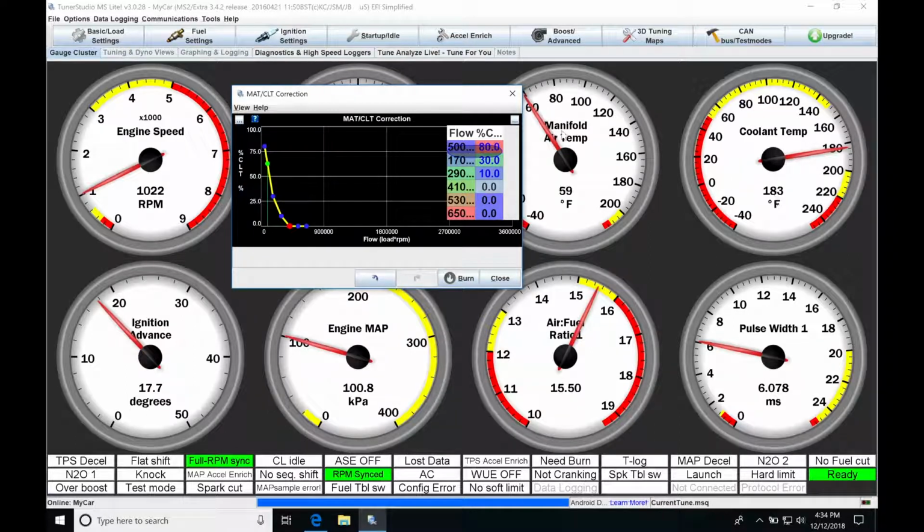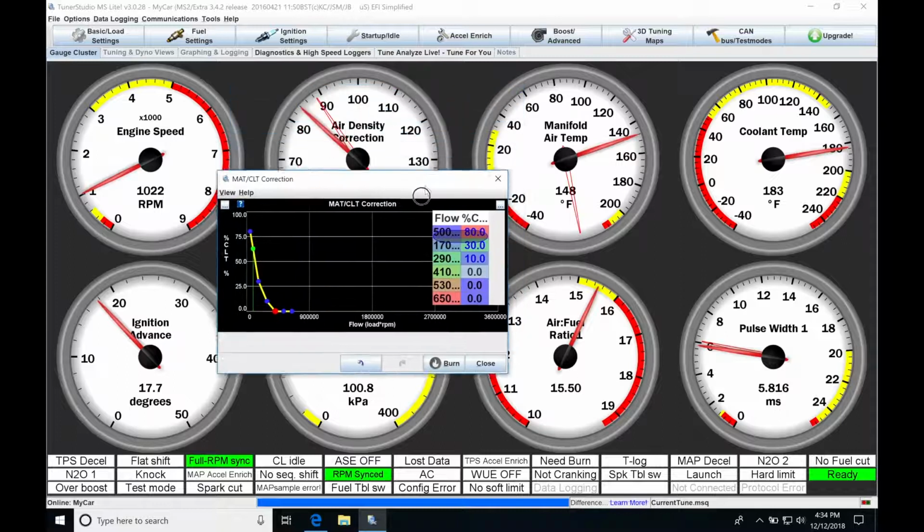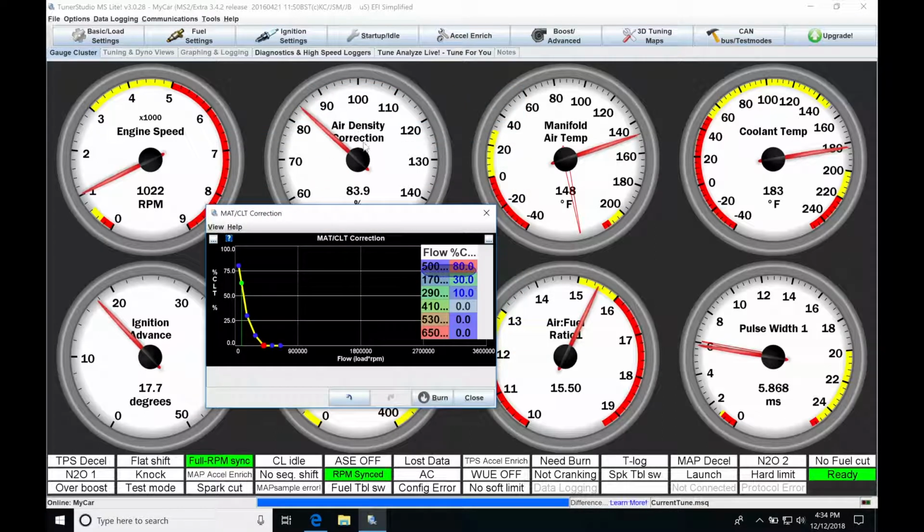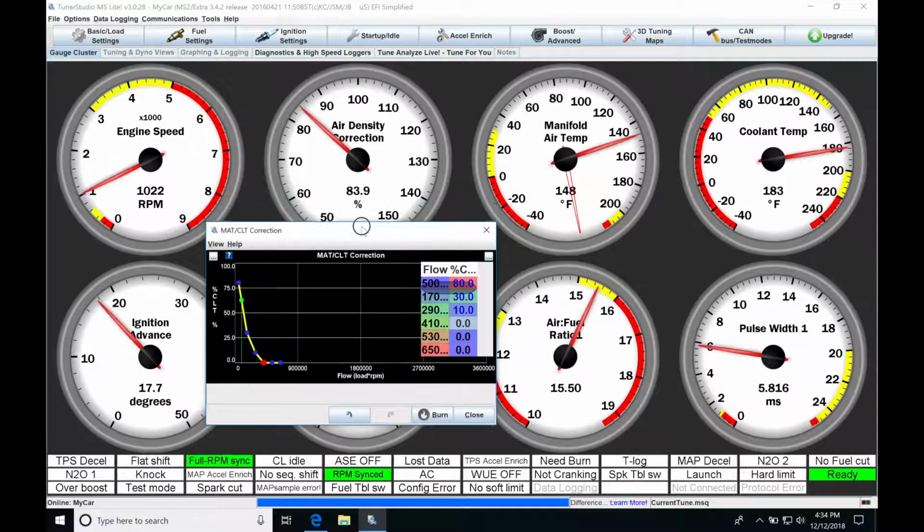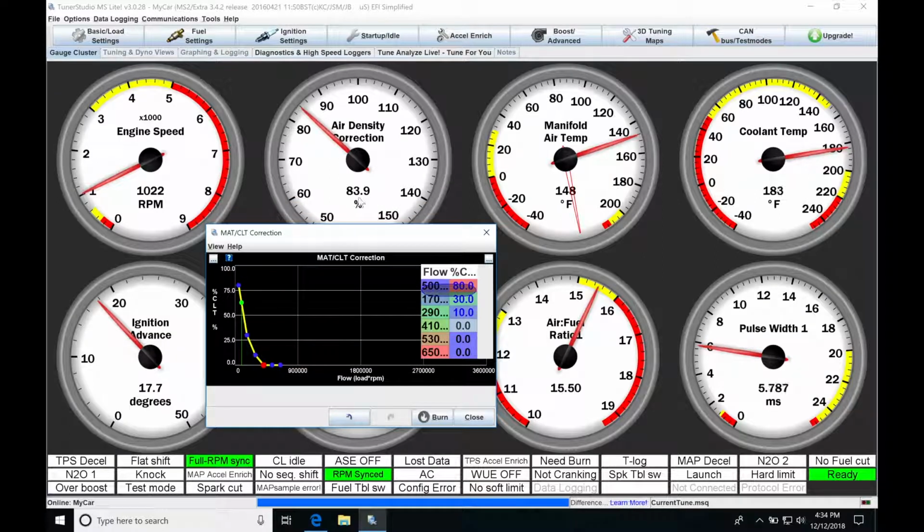Now, as I change my air temperature, if I go up and I have a hotter air temperature, you can see here if we increase it, we're going to be seeing that our pulse width decreases, and that's going to be normal because it's going to be coming from our air density table here. We can see our air density correction showing that it's taking out approximately 17. A value of 100% is going to be no modifier. A value of 83, 84 is going to be 16, 17% negative, taking out 16 to 17% fuel. And that's why you see that the injector pulse width dropped.